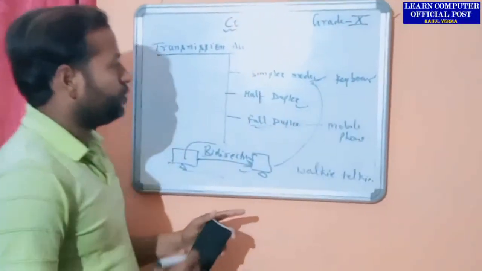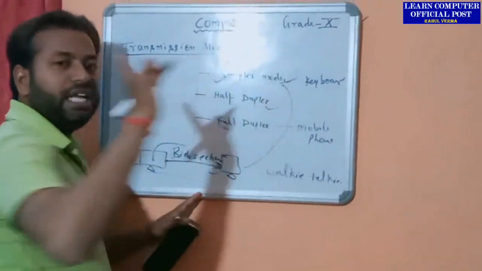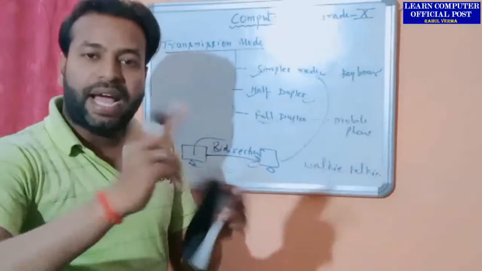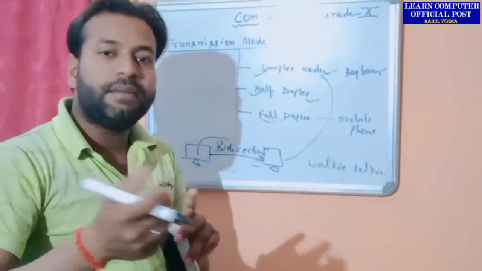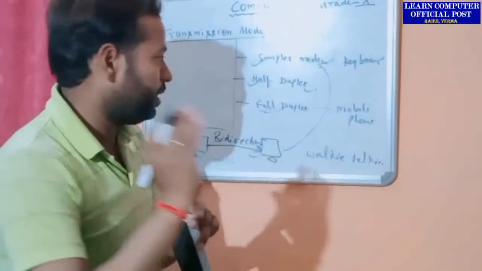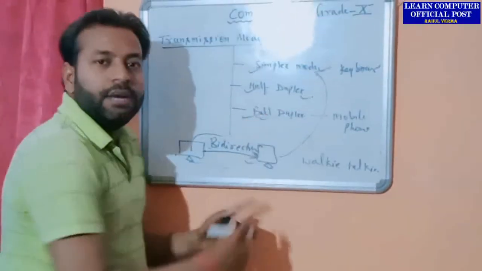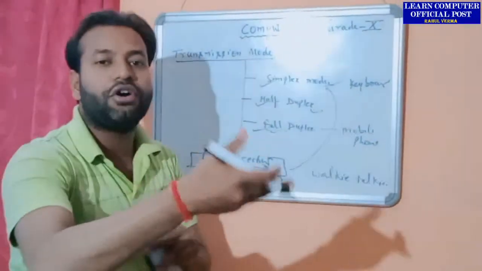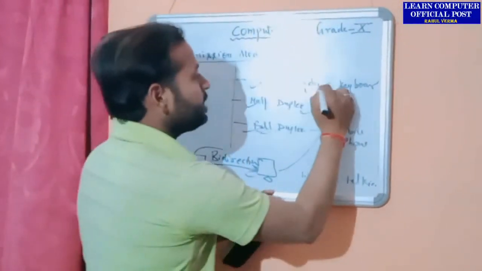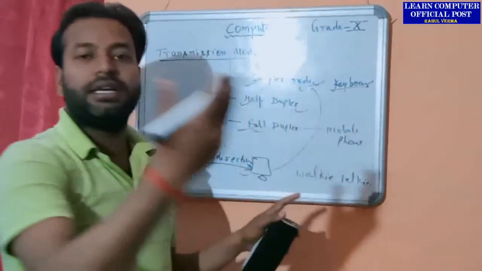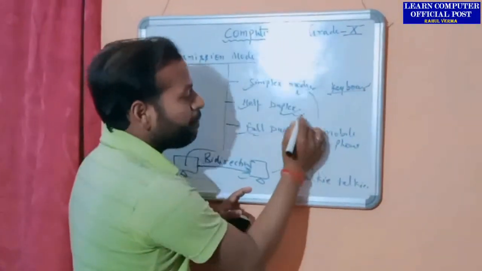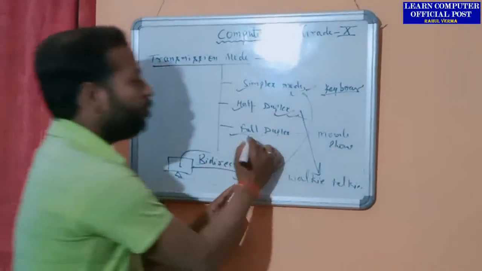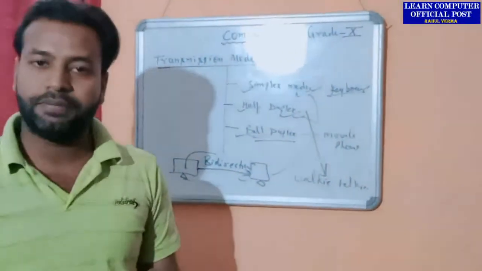So once again, I want to recall. In simplex mode, only one way data communication can be there. In half duplex mode, bidirectional two-way data communication can be there, but at a time only one way is possible, right? In full duplex, both directions will be there, and at a time we can simultaneously send and receive the data. The simplest examples of simplex are keyboard, radio signal, and television signal. Half duplex example is walkie-talkie, and full duplex example is the mobile phone, right?